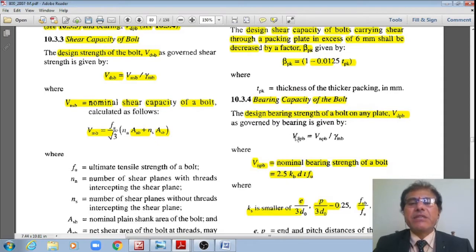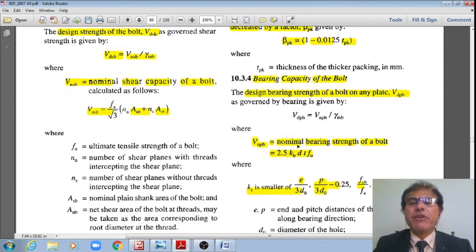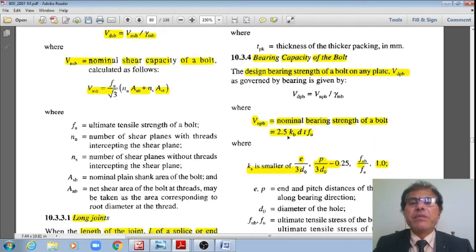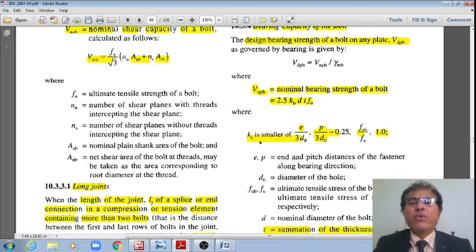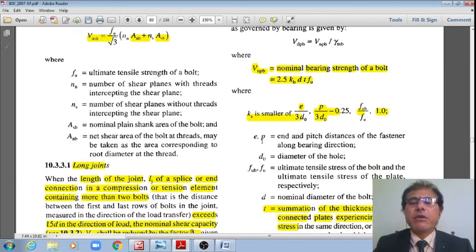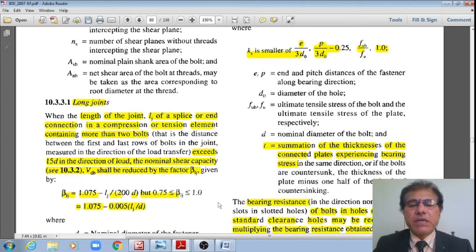Now I want to calculate the design strength of the bolt in bearing criteria, or the bearing capacity of the bolt, which is VDPB equal to Vnpb divided by gamma mb, where Vnpb is equal to 2.5 kb d t fu, where kb is the least of these four values: e divided by 3d naught, p divided by 3d naught minus 0.25, fub divided by fu, and 1. Out of all these, whichever governs the design.